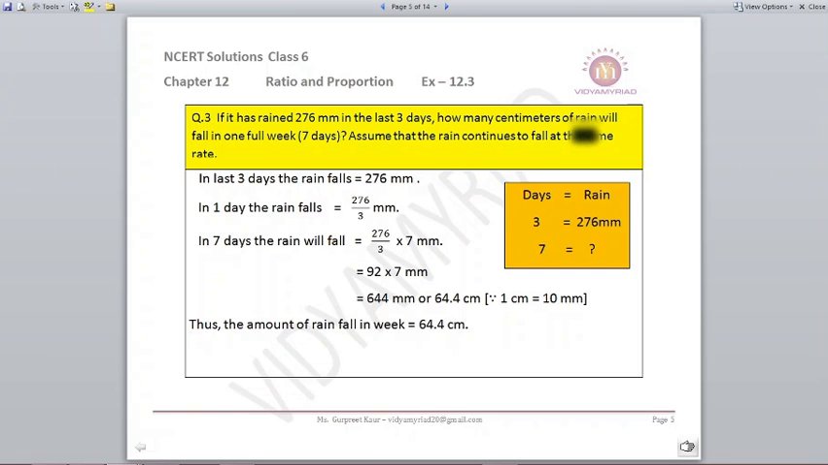You get 644 mm. So this answer is in mm, but we want the answer in centimeters. And we know that 1 centimeter is equal to 10 mm. So we know the rule, King Henry died, mother did not cry much. If we have to move backward, we divide by that number of jumps. So 64.4 centimeters is the amount of rainfall in 1 week.